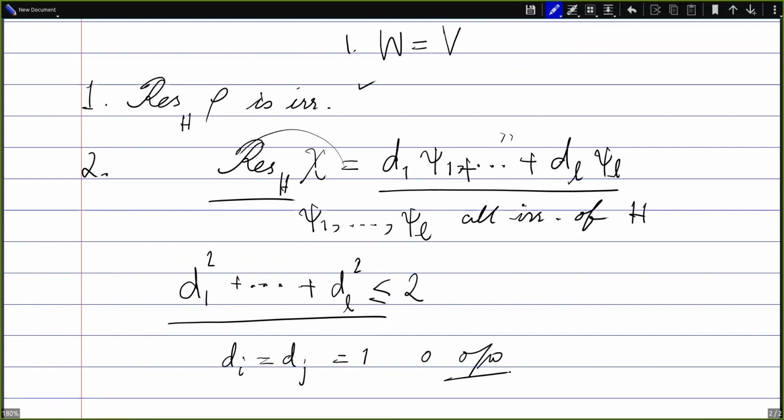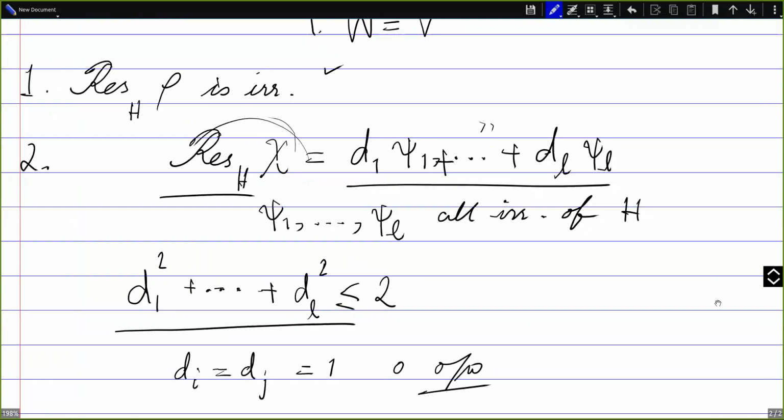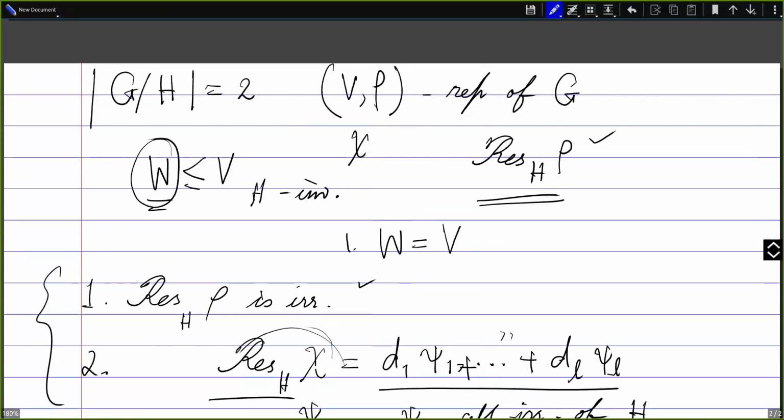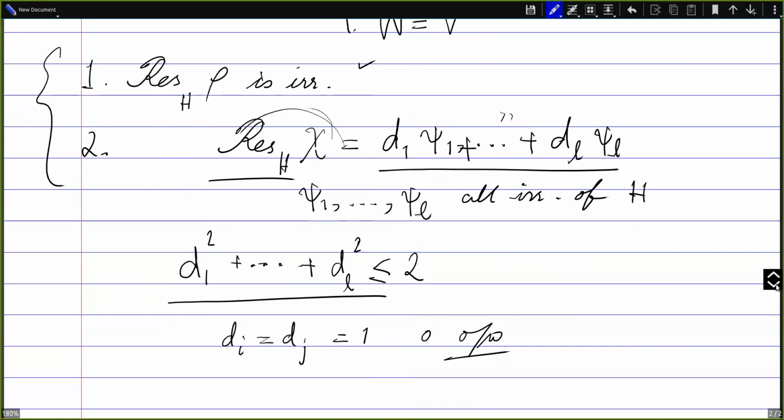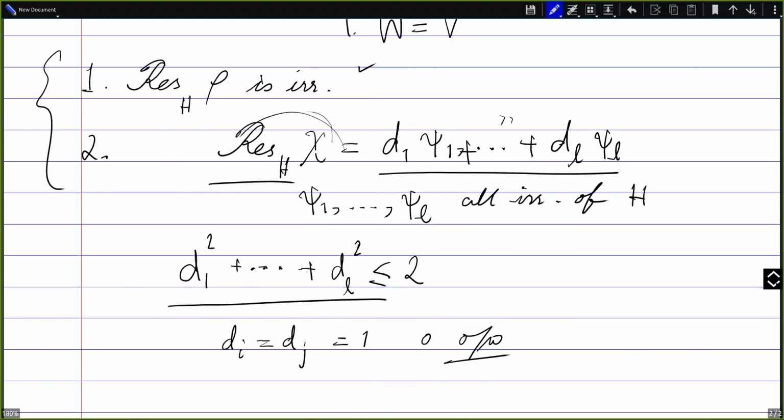So what does that mean? That means the restricted character is the sum of two different irreducible characters of H. So thus we have exactly two possibilities. Possibility one is the restriction. So if chi is an irreducible character of G, then the restriction of chi to H either becomes irreducible or it becomes the sum of two distinct irreducible characters.